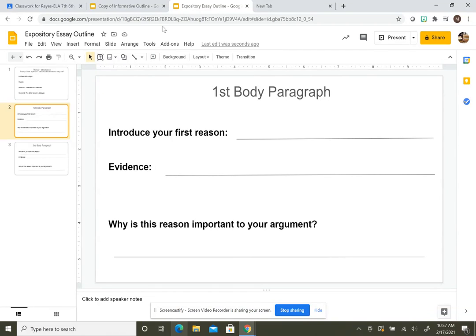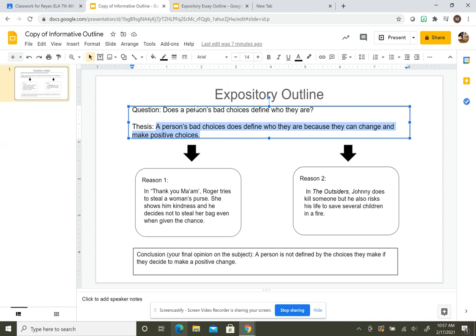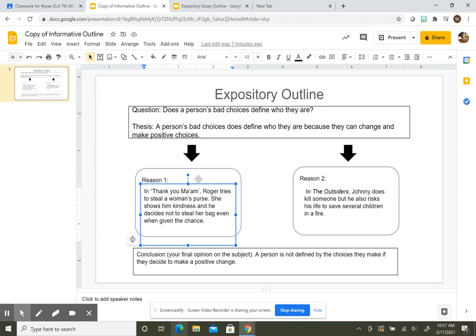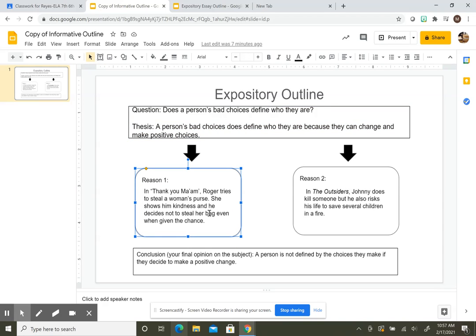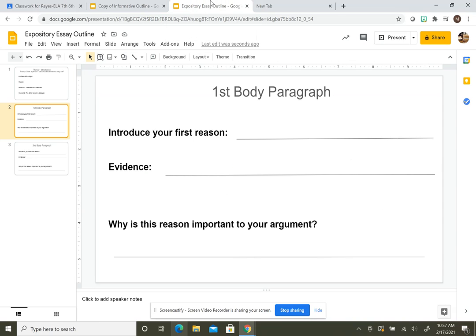Now that you have finished your introduction part, I want to show you how to begin your outline for your first body paragraph. So the first thing I want to do is look at my expository outline and see what I used as my example. Since I'm talking about Thank You, Ma'am, and I talk about the situation with Roger trying to steal a purse, that's going to go with my first body paragraph.